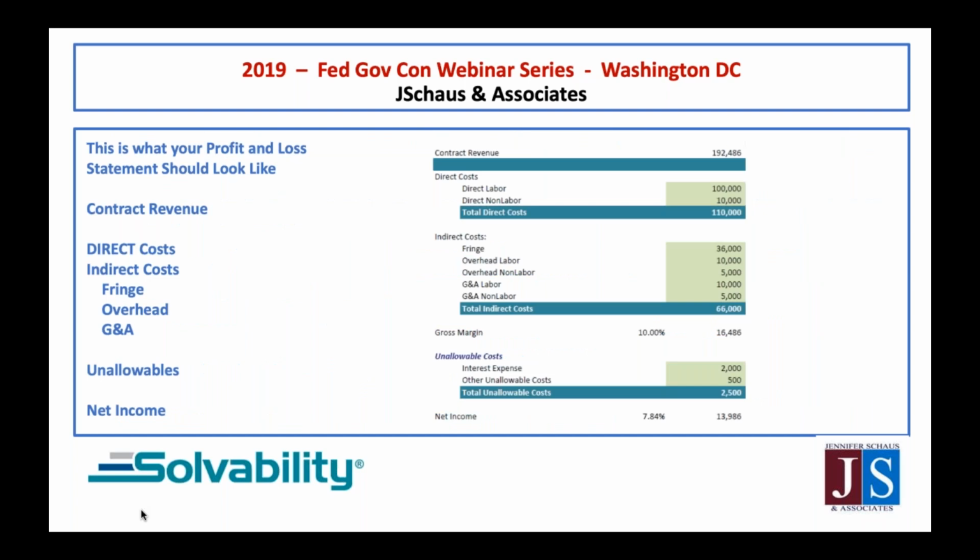This is, in my opinion, what your profit and loss statement should look like. This one happens to be highly summarized because you would have actually detailed elements under each of these categories. But my standard profit and loss statement that I see for a government contractor should have this structure. If they don't, something is wrong.